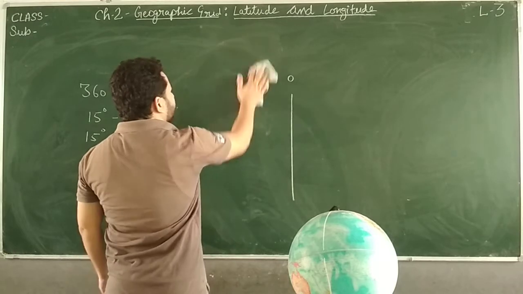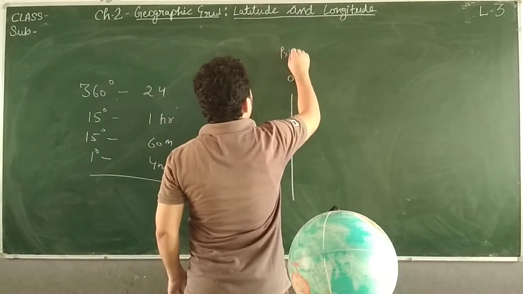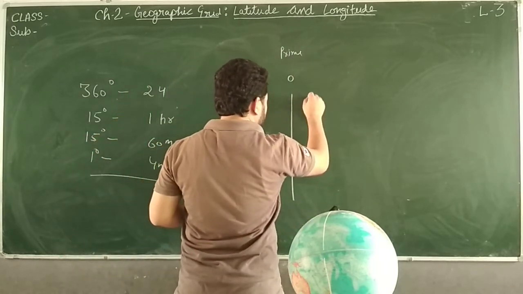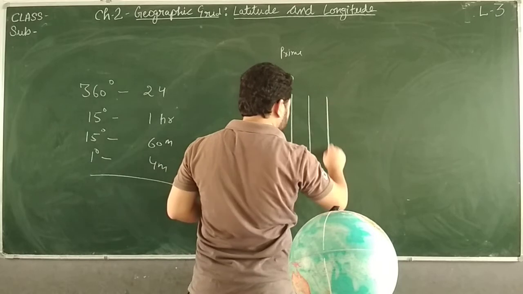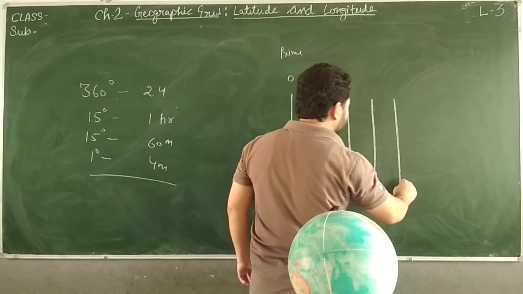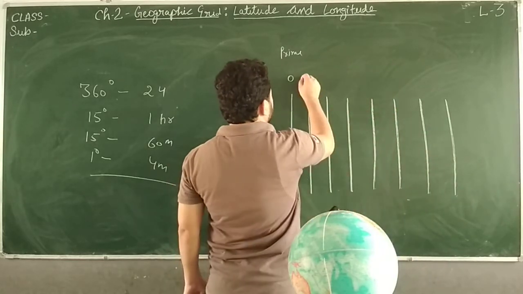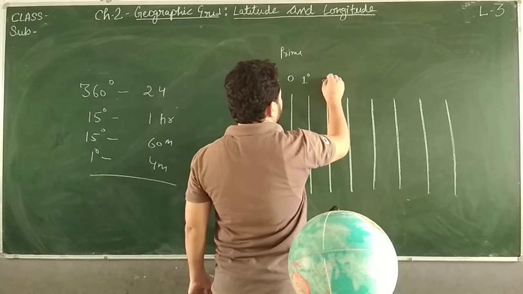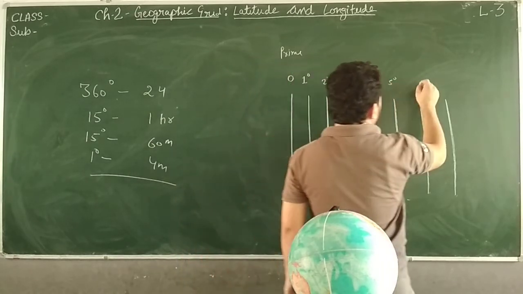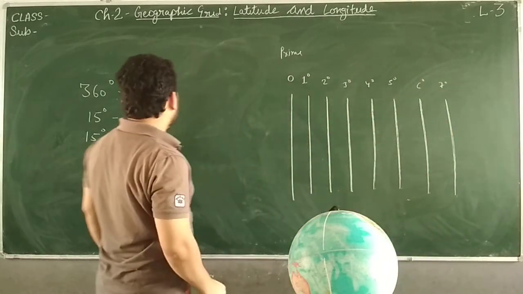Suppose this is 0 degree, and I know that 0 degree is the prime meridian. We are talking about lines of longitude. So this is the prime meridian, this is 0 degree, and this is 1 degree, 2 degrees, 3 degrees, 4, 5, 6 and 7 degrees. So what does that mean?